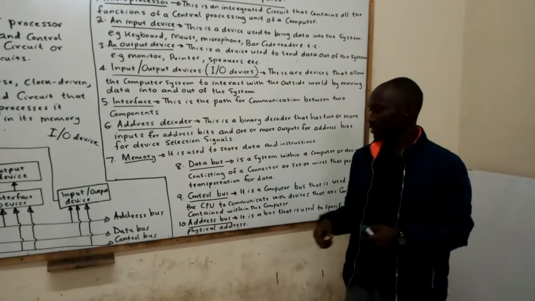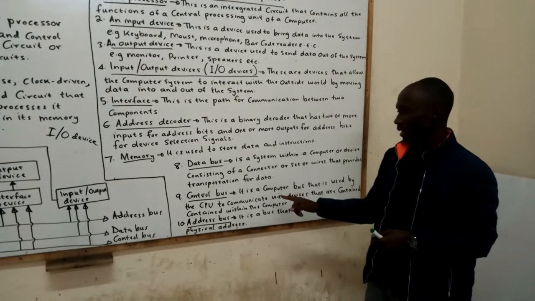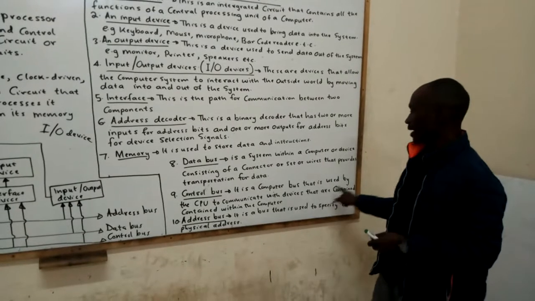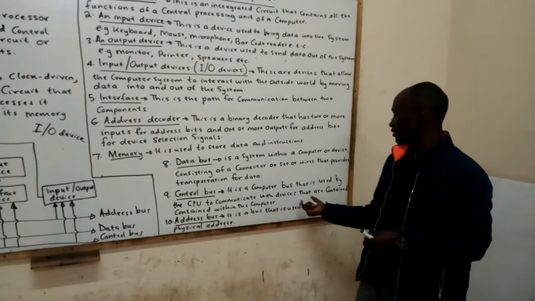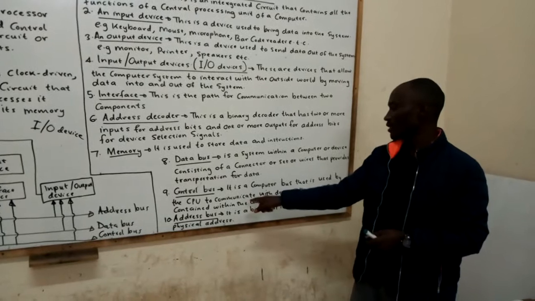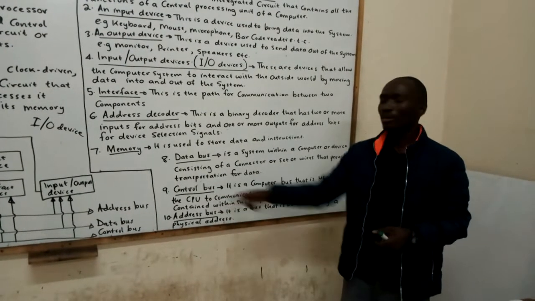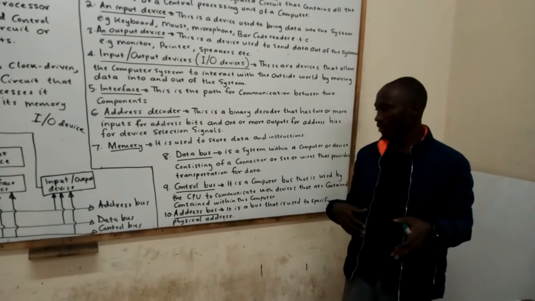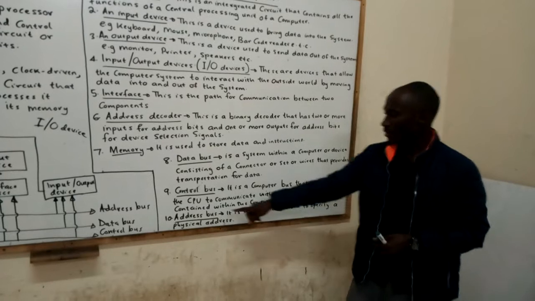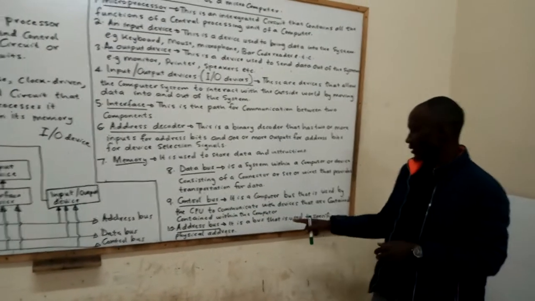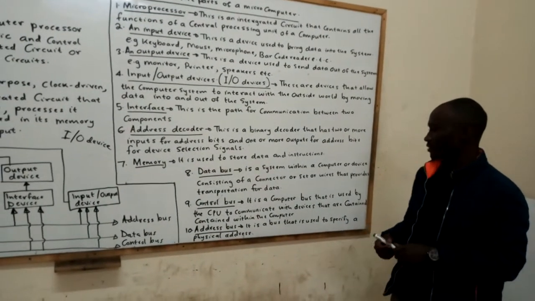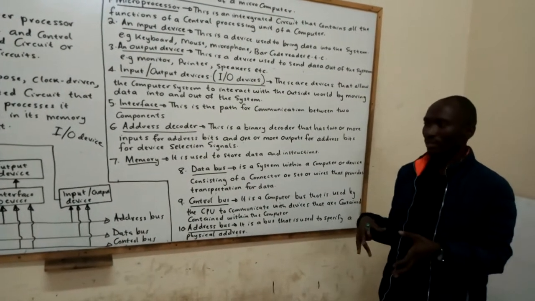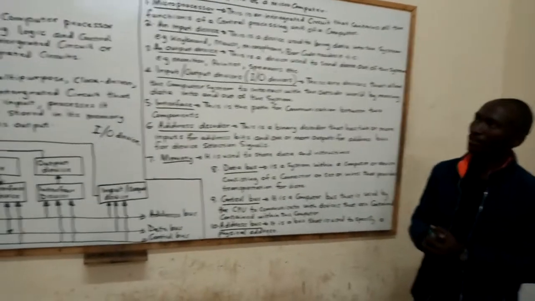The other component is the control bus, and the control bus is simply a computer bus that is used by the CPU to communicate with the devices that are contained within the CPU. So in simple terms, the control bus carries the command signals, and it allows communication between devices within the CPU. The last one is the address bus, and it is a bus that is used to specify a physical address. So in short, it is the one that selects the signals as they emerge from the microprocessor.